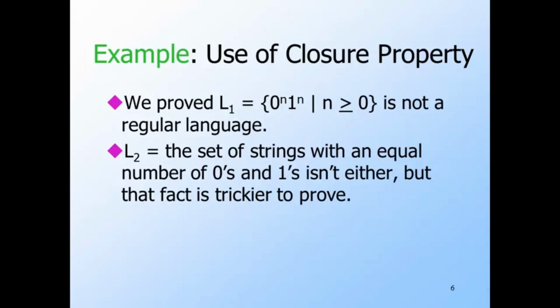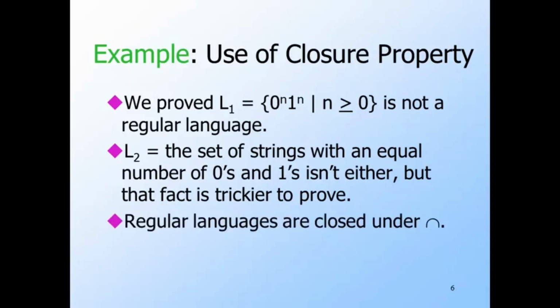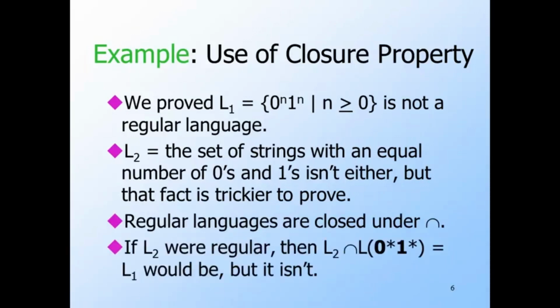However, suppose L2 were in fact regular. Then since regular languages are closed under intersection, the intersection of L2 with the language of the regular expression 0 star 1 star would also be regular. Now the language of 0 star 1 star is all strings with any number of zeros followed by any number of ones. But what is the intersection of L2 with this language?